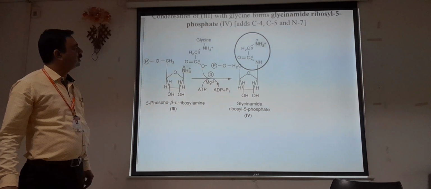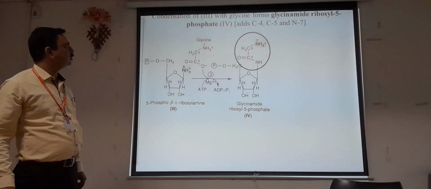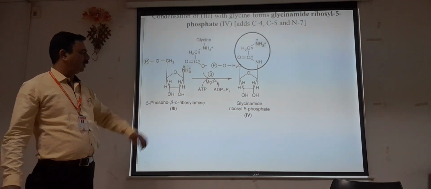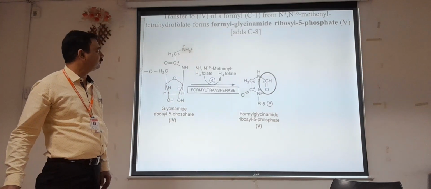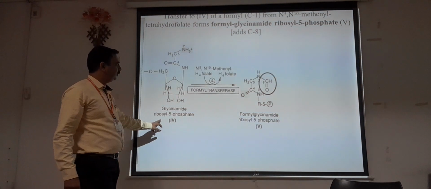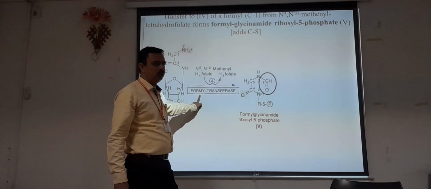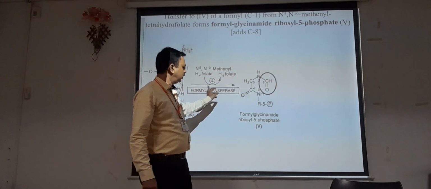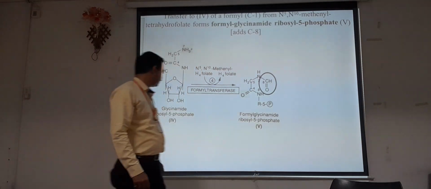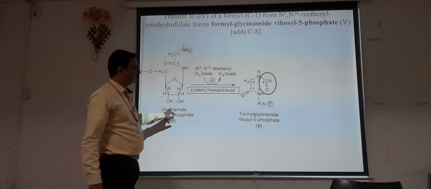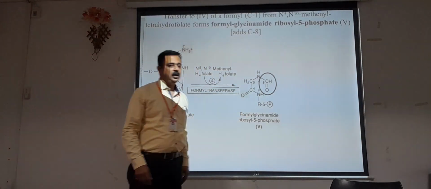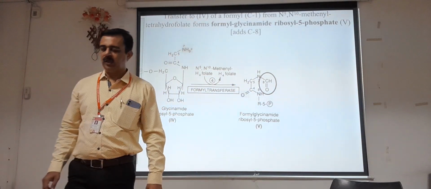Condensation of glycine to form glycinamide ribosyl 5-phosphate. So this addition takes place and generation of glycinamide ribosyl 5-phosphate occurs. Then from glycinamide ribosyl 5-phosphate, there is a formyl transferase enzyme by which there will be transfer of a formyl group, giving formylglycinamide ribosyl 5-phosphate. See here, the transfer of the formyl group takes place at this particular position and the product is generated.